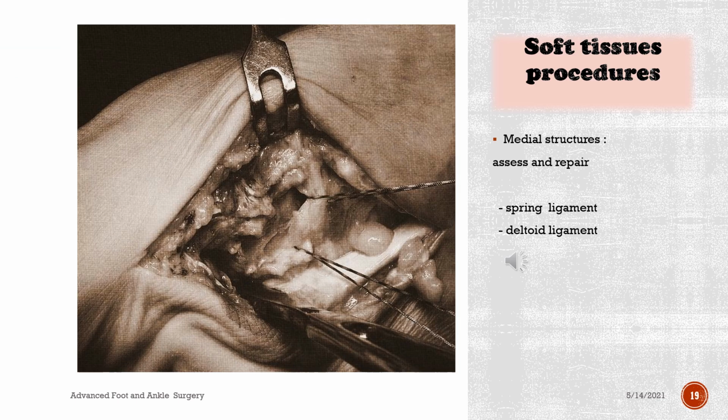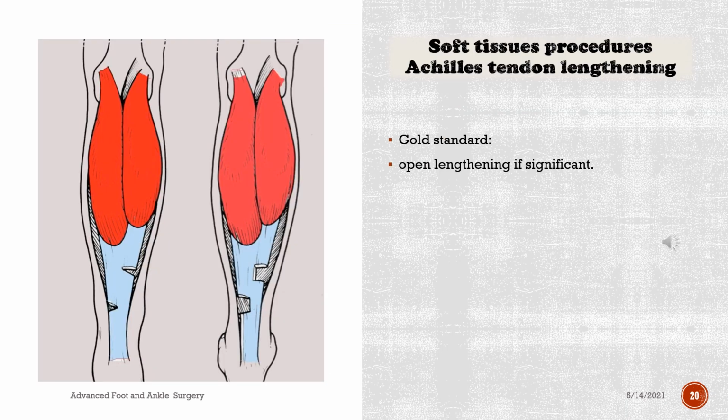Soft tissue procedures: medial structures, assess and repair. Spring ligament, deltoid ligament. Achilles tendon lengthening: the gold standard is open lengthening if significant.